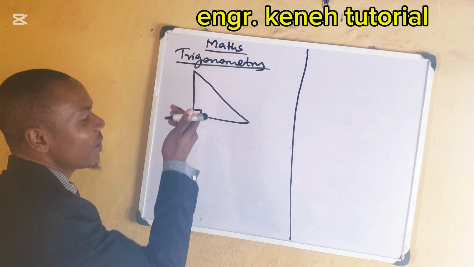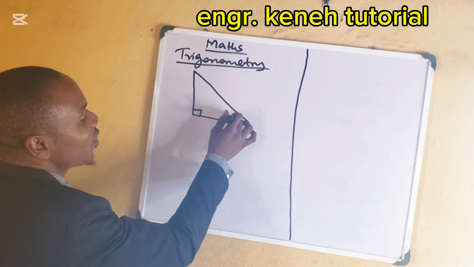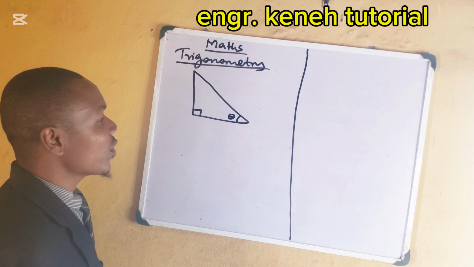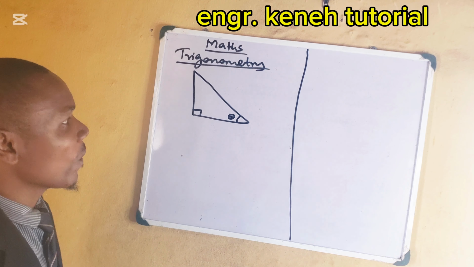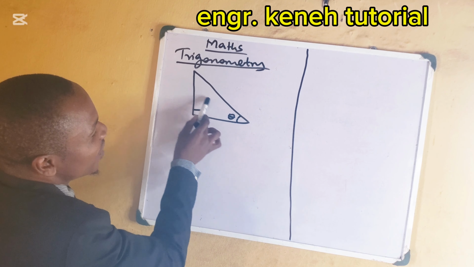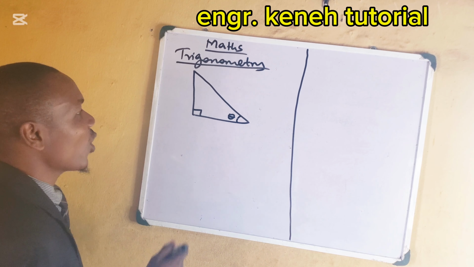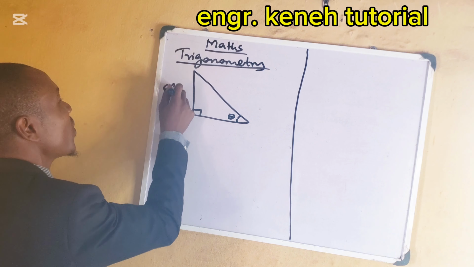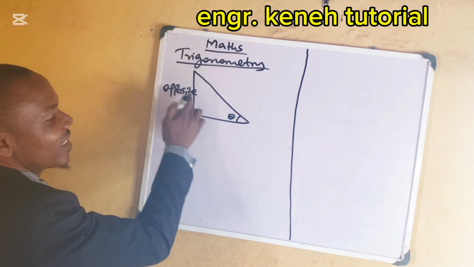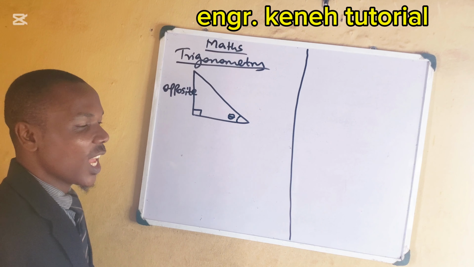Assuming that we have a right-angled triangle like this, and this angle is theta. We use theta to denote the angle. The side facing this theta, the angle that we are considering, we call the opposite.